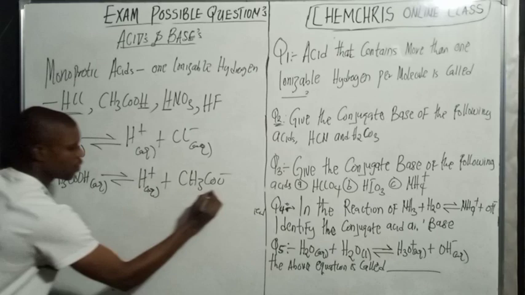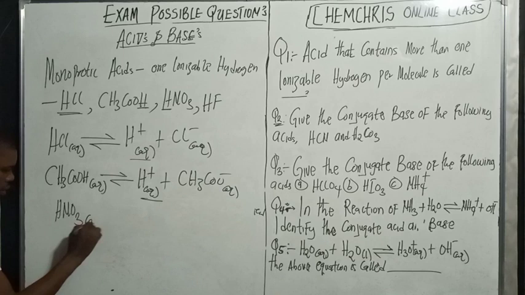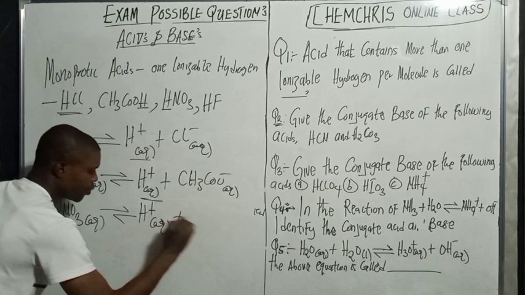They are what? Aqueous. So they have what? One hydrogen. So here we have HNO3. Here we have what? H+ aqueous plus what? NO3- aqueous. That is it.